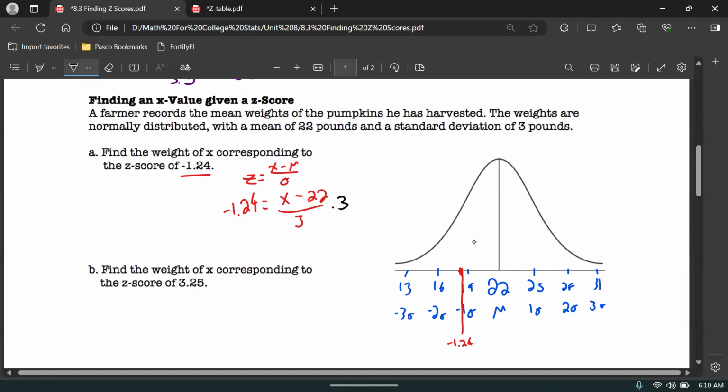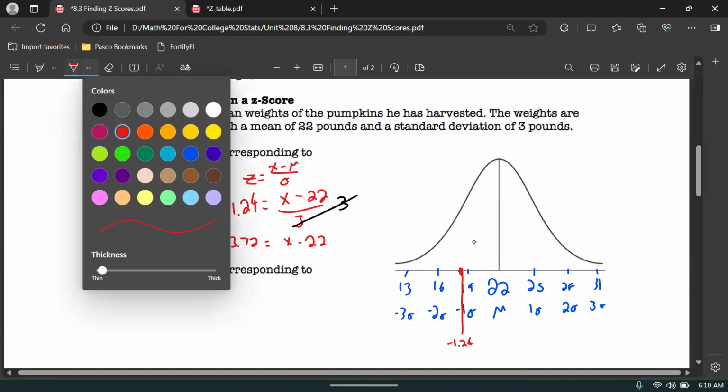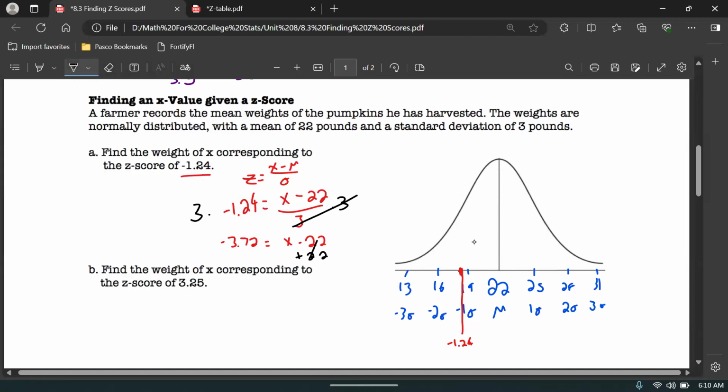So we'll multiply both sides by 3 to cancel this out. That gives us, let's see, 3 times negative 1.24 is negative 3.72. So negative 3.72 equals x minus 22. And then, of course, we just need to add 22 to both sides to cancel it out. And so when you add 22 to both sides, we end up with x equals, let's see, negative 3.72 plus 22, 18.28. 18.28 is our answer. That's how much the pumpkin weighs that has the z-score of negative 1.24.